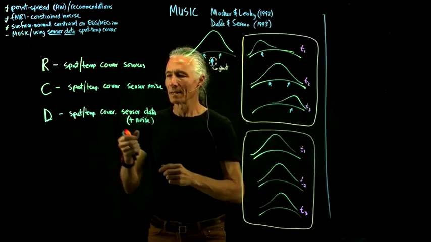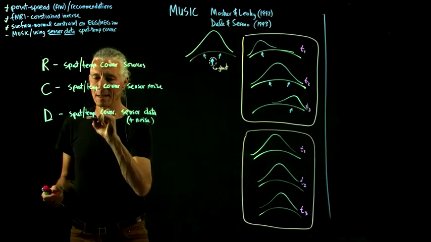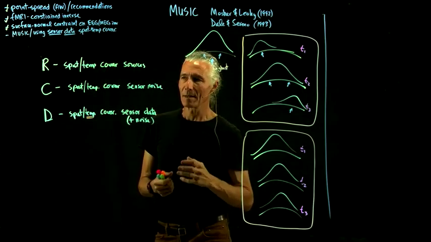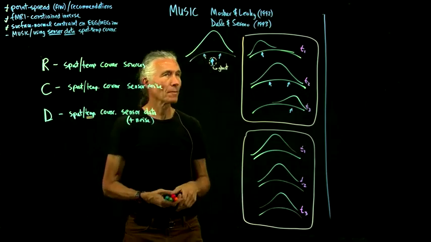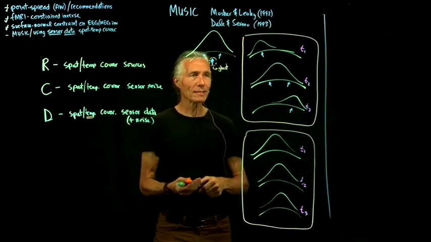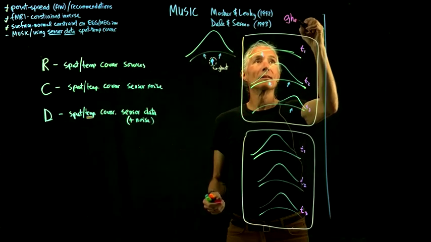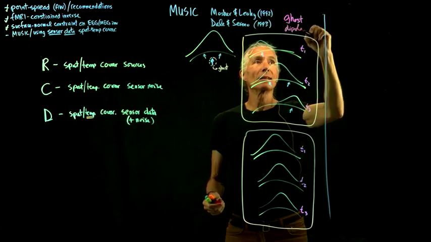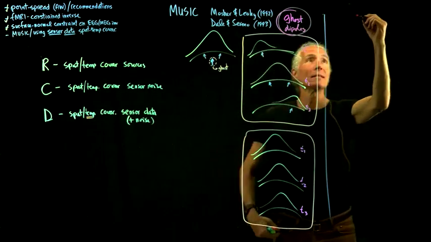So that's the temporal aspect that we're taking advantage of, which we were not taking advantage of in our original minimum norm inverse, which was just an instantaneous calculation. But so that's like for ghost dipoles. It can help with that. But it can also help with deep dipoles.